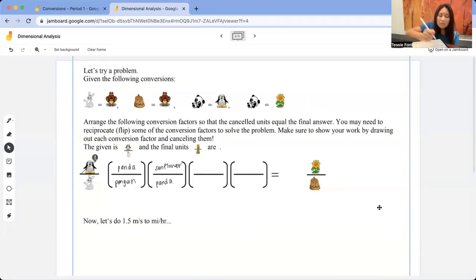So penguin cancels each other because they're opposite. Panda cancels each other because they're opposite. And then I get stuck with sunflower. I don't want to cancel sunflower. Okay, bunny. I don't want bunny. I want per pumpkin. Can bunnies go straight into pumpkins though? No. The bunny has to go into this chicken looking thing first. And then the chicken looking thing can turn into a pumpkin.